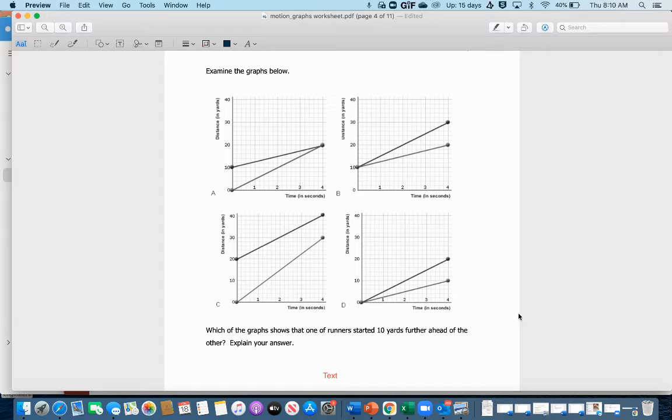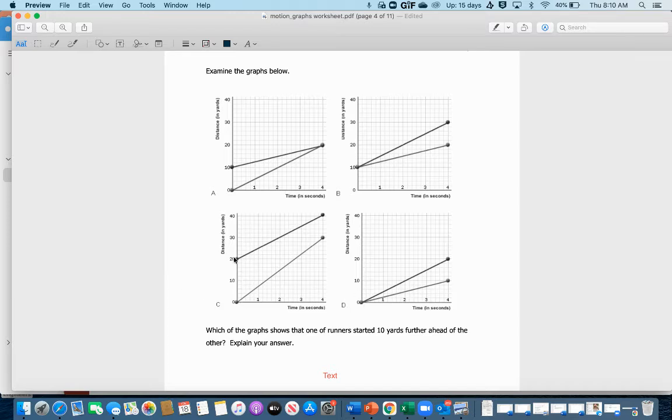What I'd recommend is take a moment. I would say pause this video and see if you can look at these 4 graphs and figure it out. All right, hopefully you've been able to go ahead and look at them and evaluate. So what I'm going to do is go through each of these 4 graphs and evaluate at t = 0. So we got t = 0 right here. So that's where the y-axis, the x-axis is at 0 right here. At this point, both the runners are starting at 0, 0, right? So that's not 10 yards apart. That's starting at the same spot. So it's not this one.